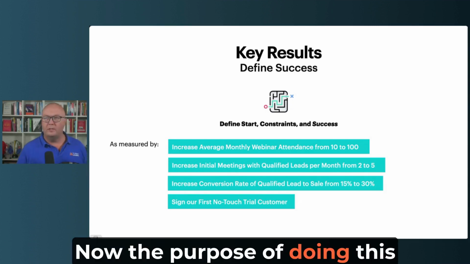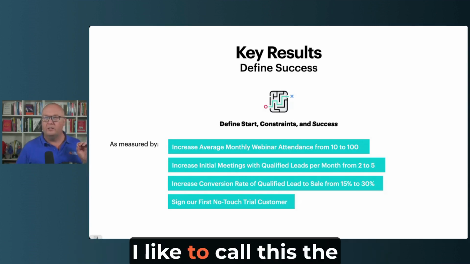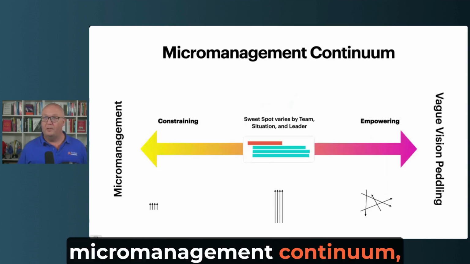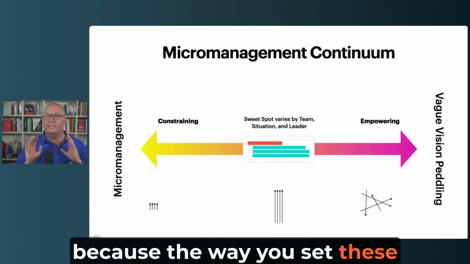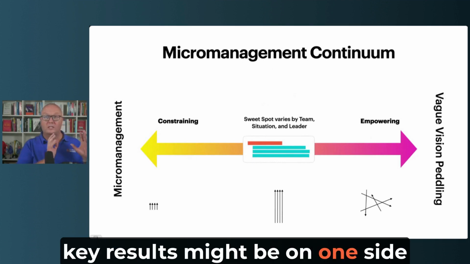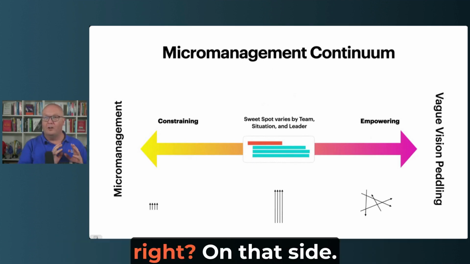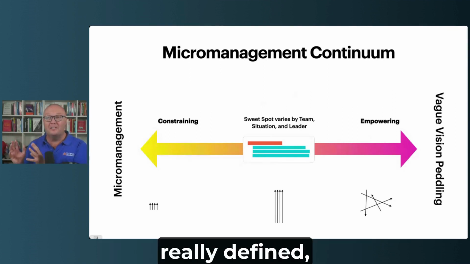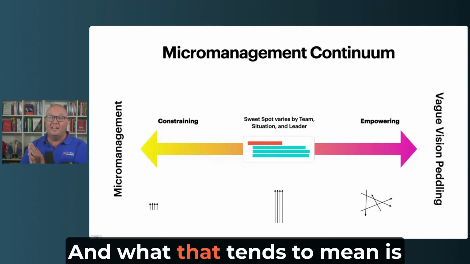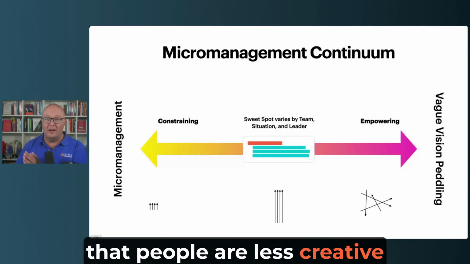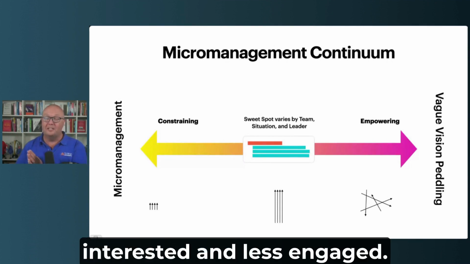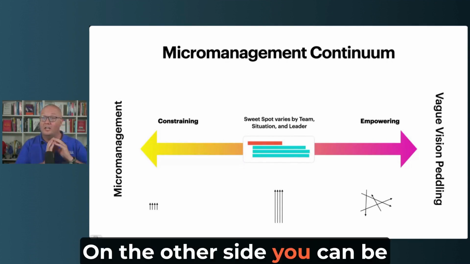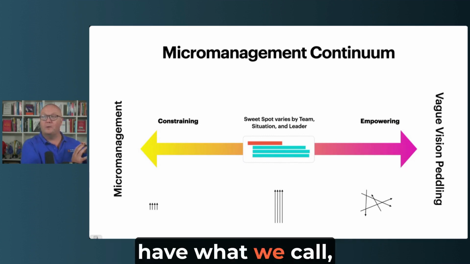Now, the way you're doing this, I like to call this the micromanagement continuum, because the way you set these key results might be on the one side like micromanagement, right? Where you're being really defined, you're constraining things. And what that tends to mean is that people are less creative and less motivated and less interested and less engaged, right? On the other side, you can be very vague and you can have what I would call vague vision peddling.